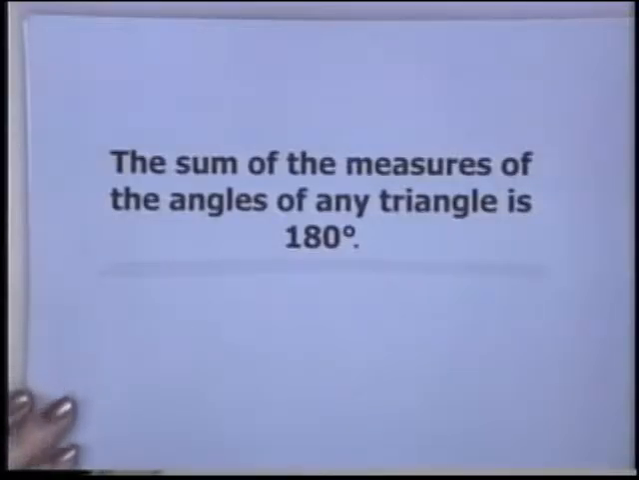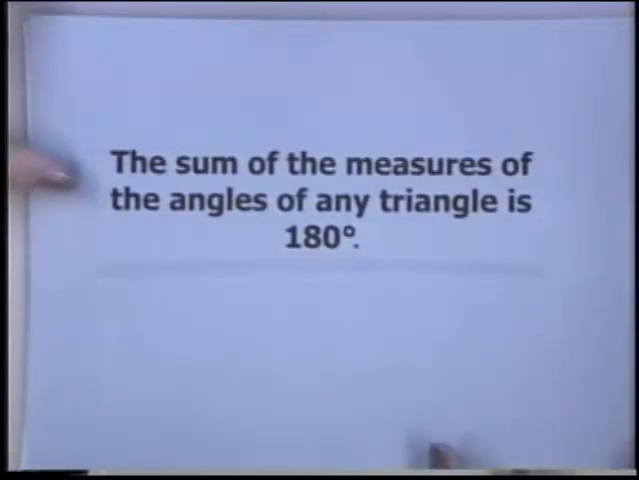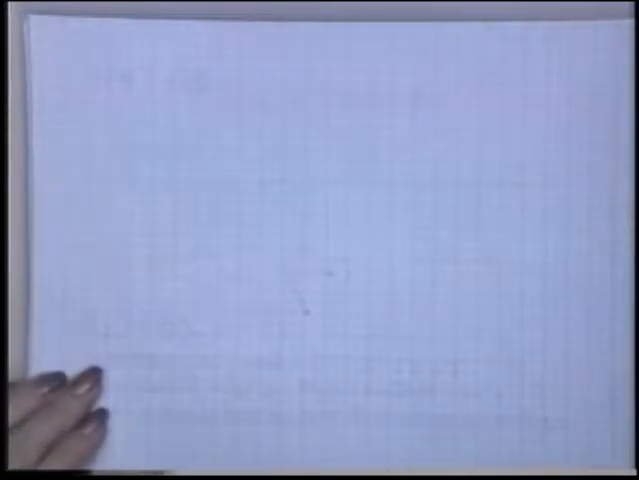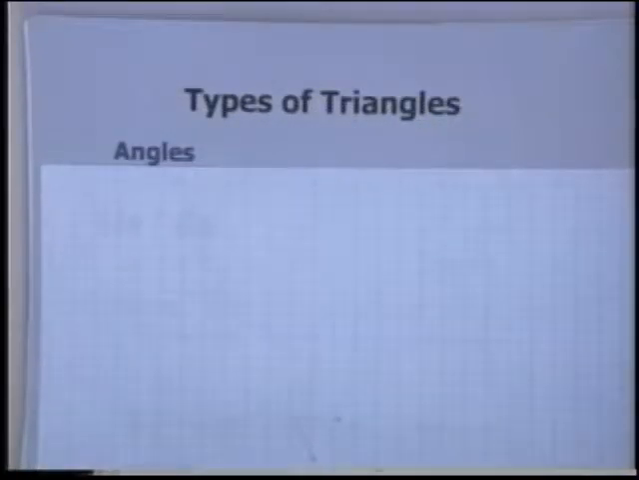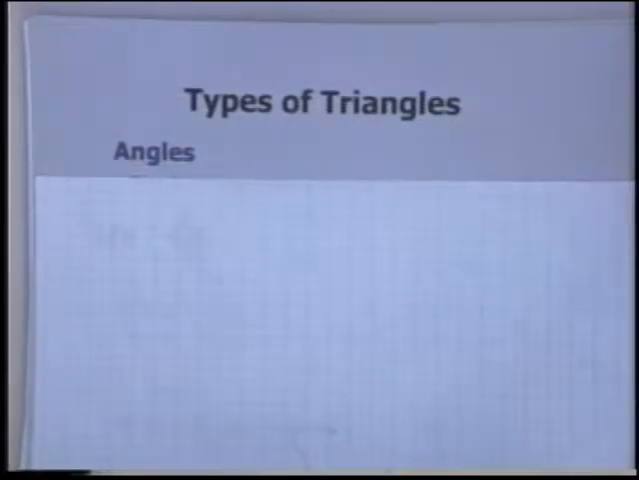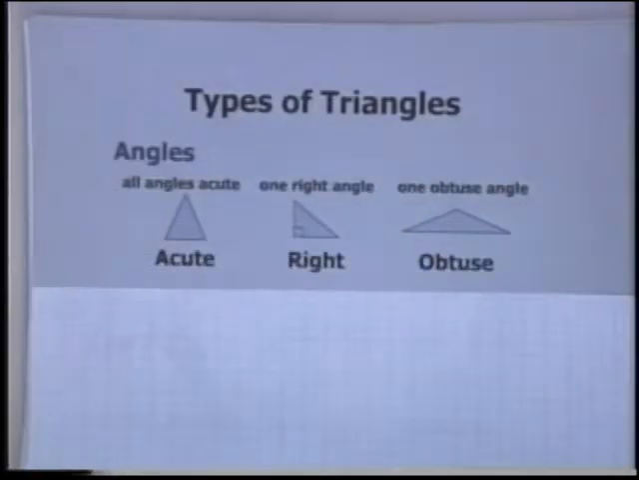Now, when we have a triangle, we should know that the sum of the measures of the angles of any triangle is 180 degrees. We classify triangles according to the types of angles that they have and according to the relationship of their sides. So let's look at these classifications. We'll look first at by angles.